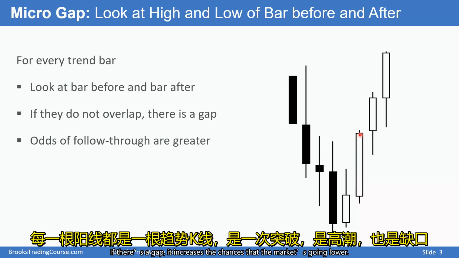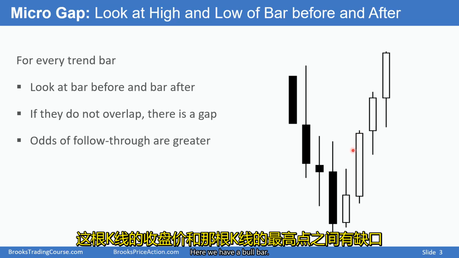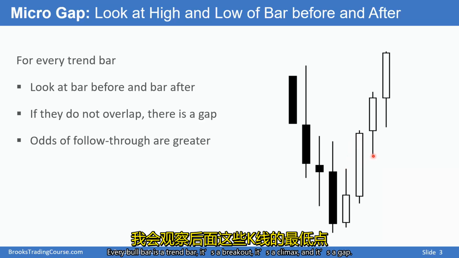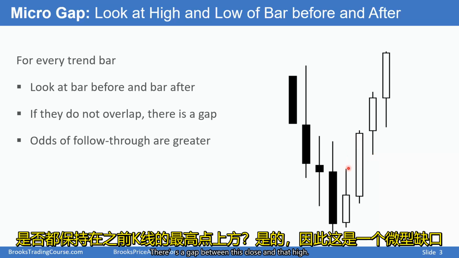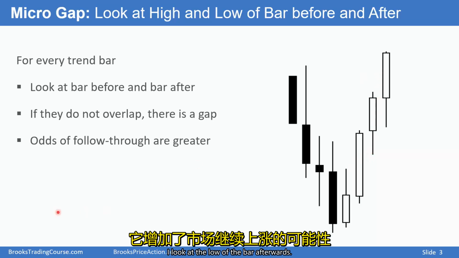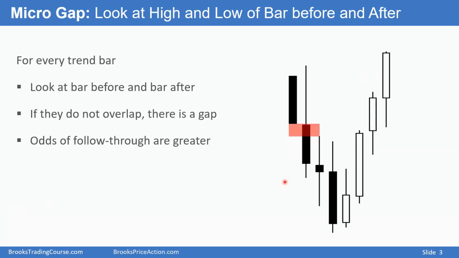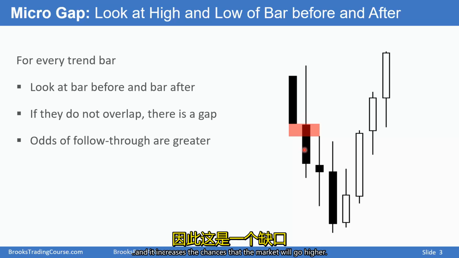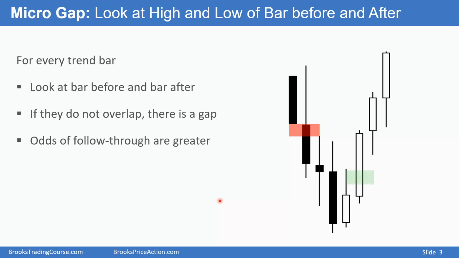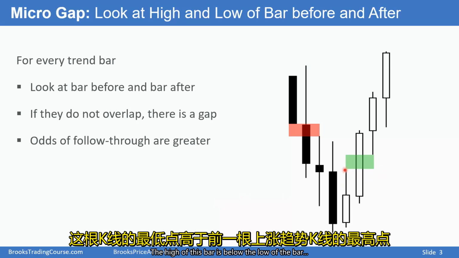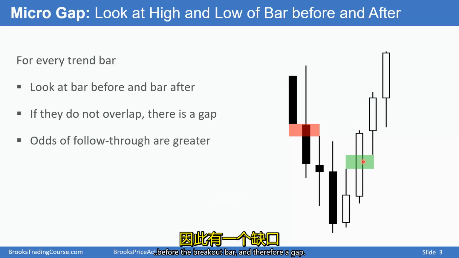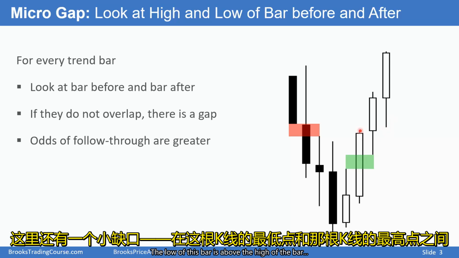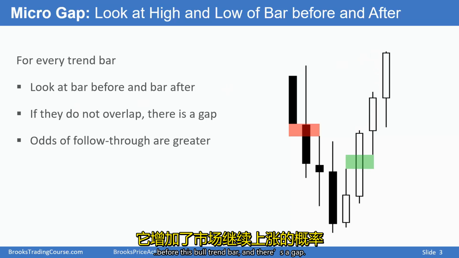Here we have a bull bar. Every bull bar is a trend bar, it's a breakout, it's a climax, and it's a gap. There's a gap between this close and that high. I look at the low of the bar afterwards. Is it above the high of the bar before? It is, and that is therefore a micro gap, and it increases the chances that the market will go higher. The high of this bar is below the low of the bar before the breakout bar, and therefore a gap. The low of this bar is above the high of the bar before this bull trend bar, and there's a gap. There's also a little gap here between this low and that high, increasing the chances that it will go higher.